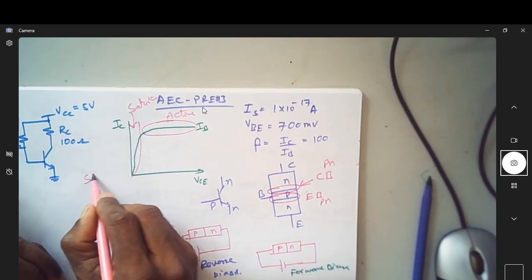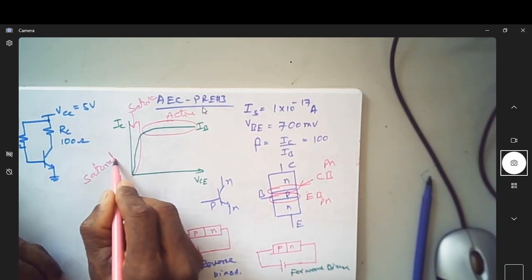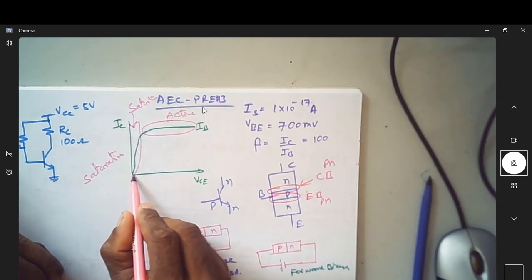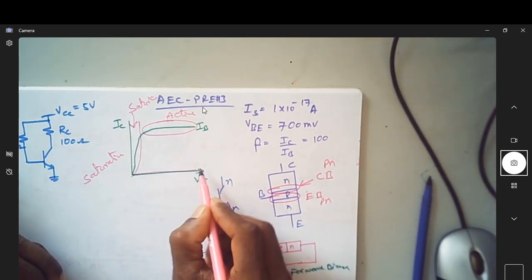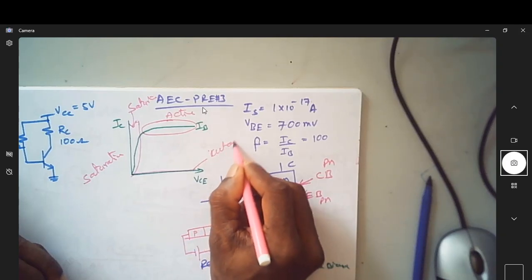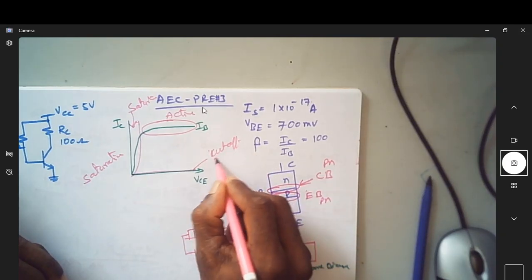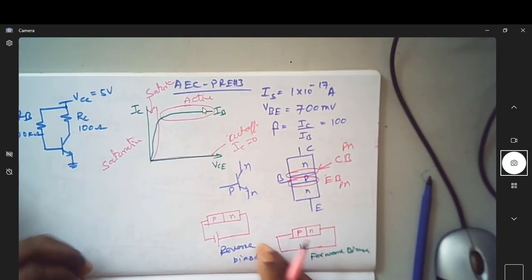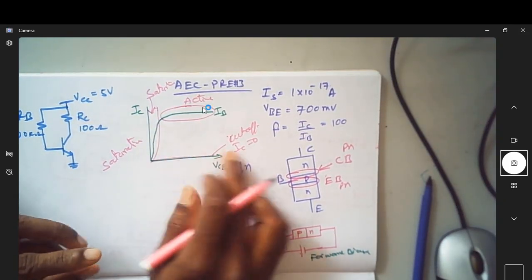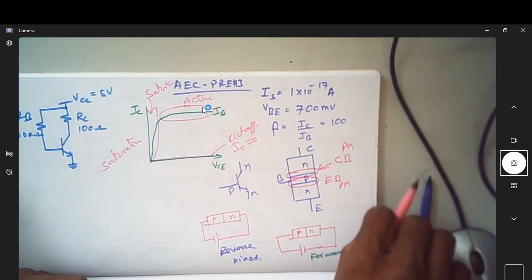Saturation region. When it comes to cutoff, the BJT will be off, so there is no IC. This is your cutoff region, where IC is equal to 0, which is of course a case where you don't have a collector current at all.